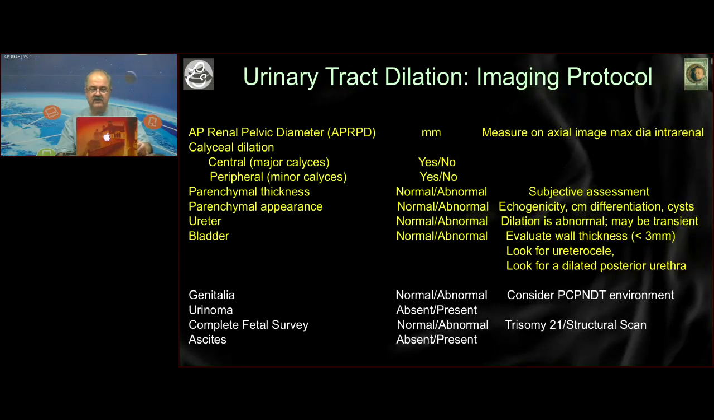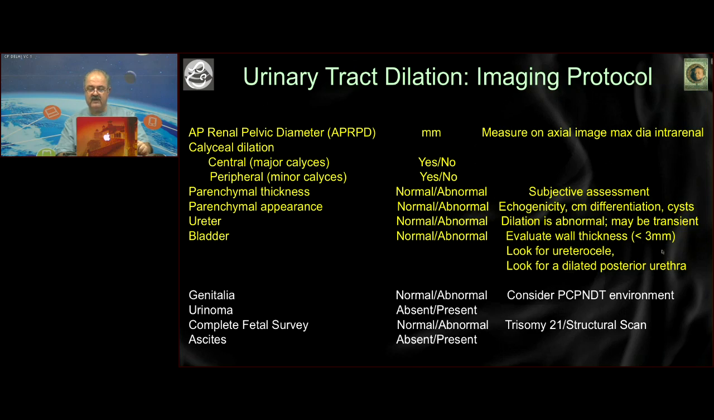But essentially what we do is that we focus on and measure when dilated the AP diameter of the renal pelvis. We look to see whether there is dilatation of the central or the peripheral calyces. We look at parenchymal thickness. We look at the appearance of the parenchyma. This is all subjective. We look for dilatation of the ureter or overdistension of the bladder. Remember that the dilatation of the ureter is always abnormal but may be transient, so you wait for it to go away. Remember that when you look at the bladder, you will look for a ureterocele. You will also look for a dilated posterior urethra. And you will evaluate wall thickness.